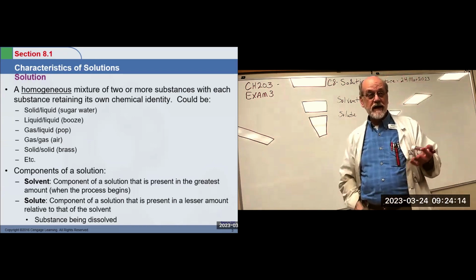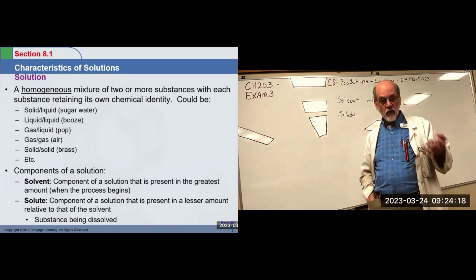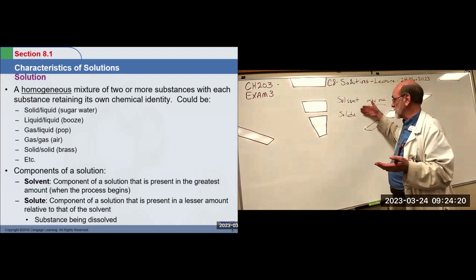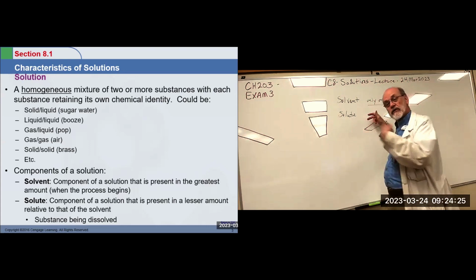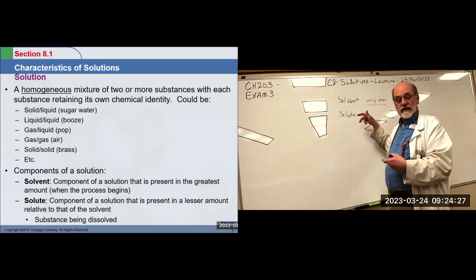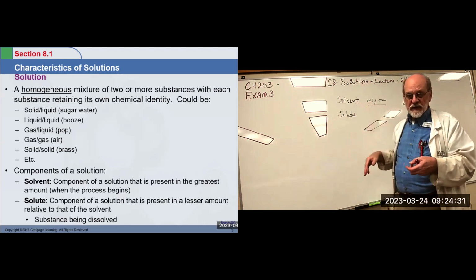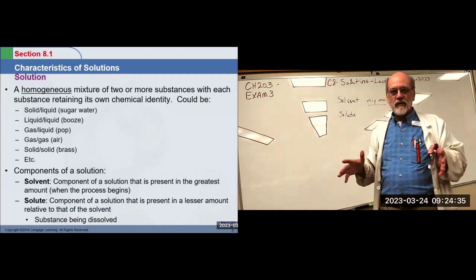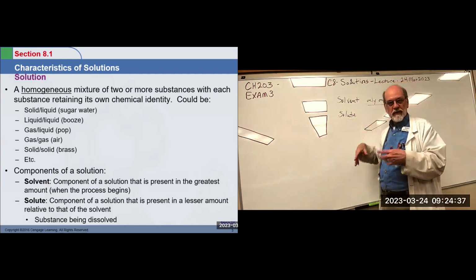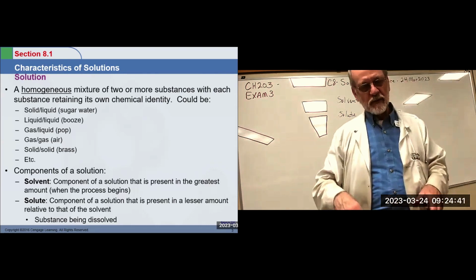Now, interestingly enough, you can keep adding sugar to the solution of water and sugar. You can keep adding more sugar to it, and eventually you'll get to the point where there's more solute in it than there is solvent. But since we started off with water as the solvent, it stays that way, even if the solute becomes a major component, just to keep things simple.